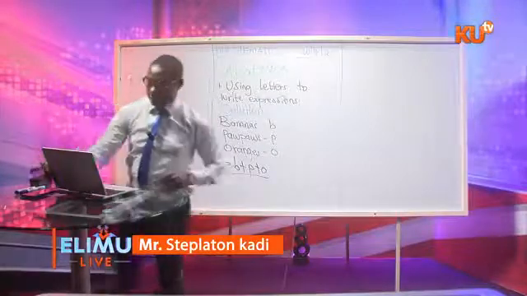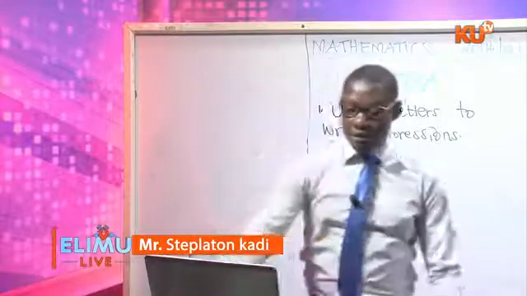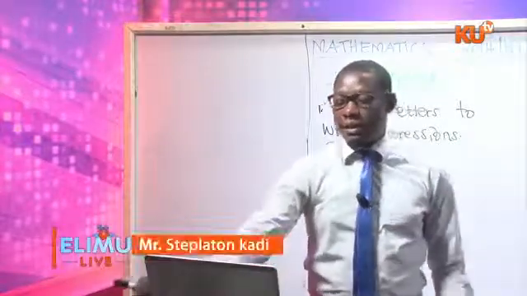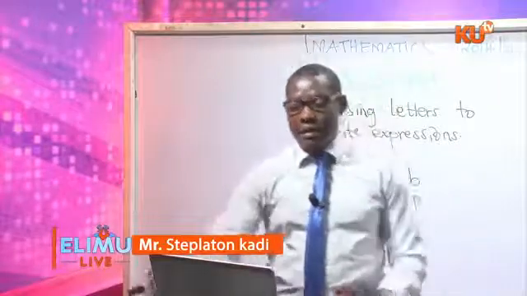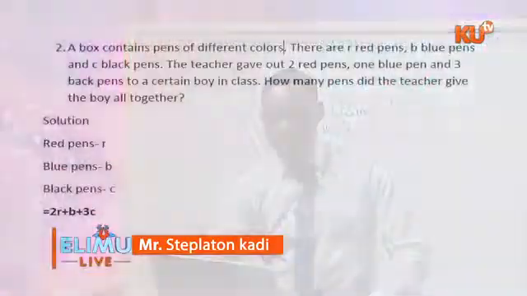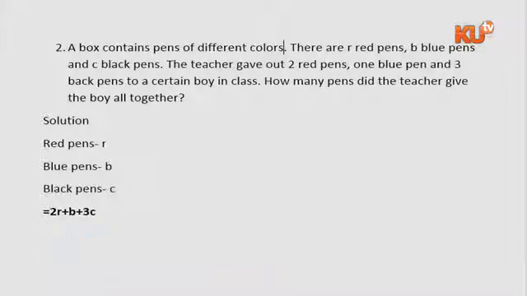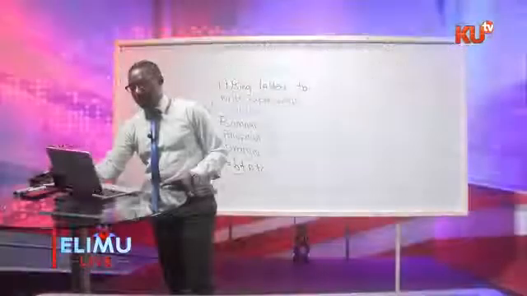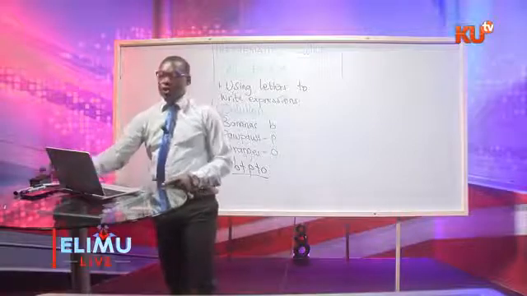We can look at another example. Example number 2 reads: a box contains pens of different colors. There are R red pens, B blue pens, and C black pens. The teacher gave out 2 red pens, 1 blue pen, and 3 black pens to a certain boy in class. How many pens did the teacher give the boy altogether?